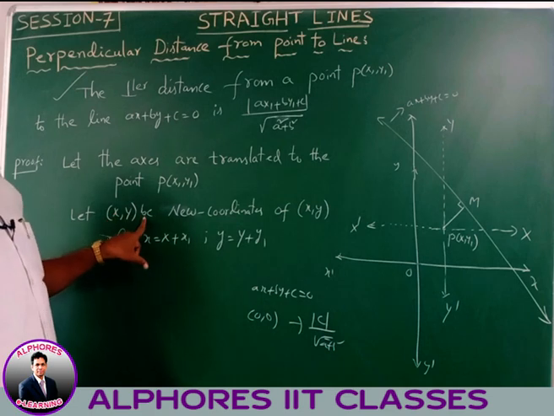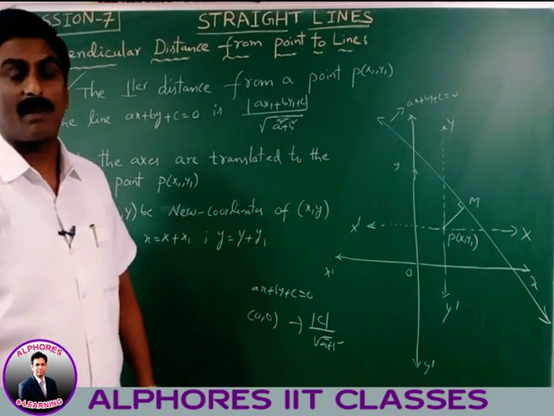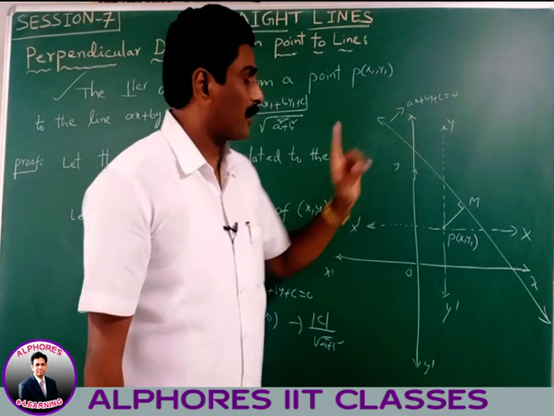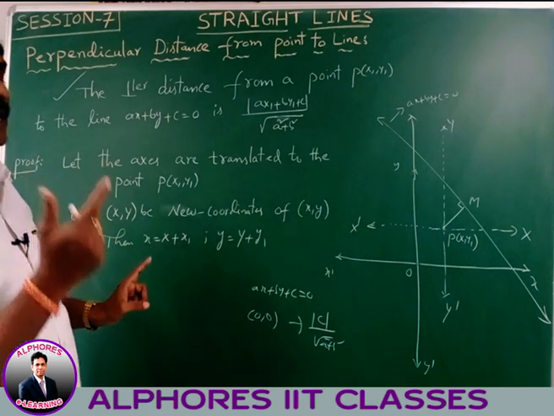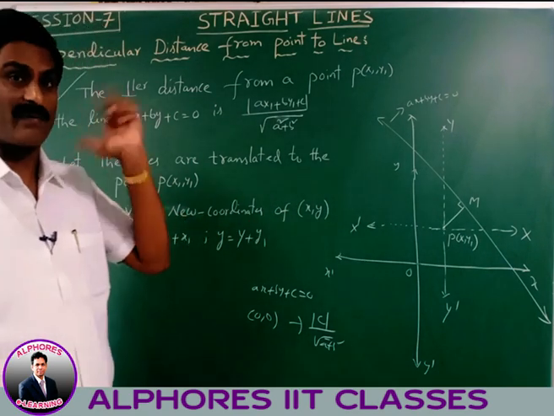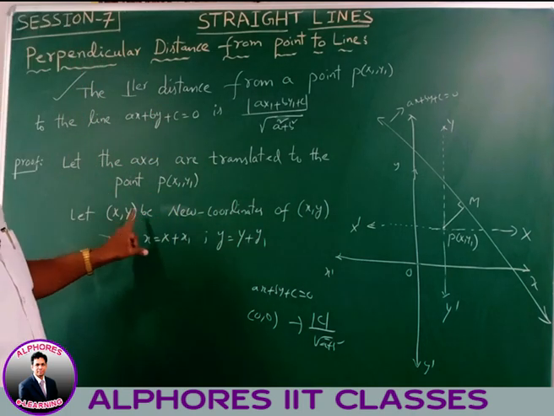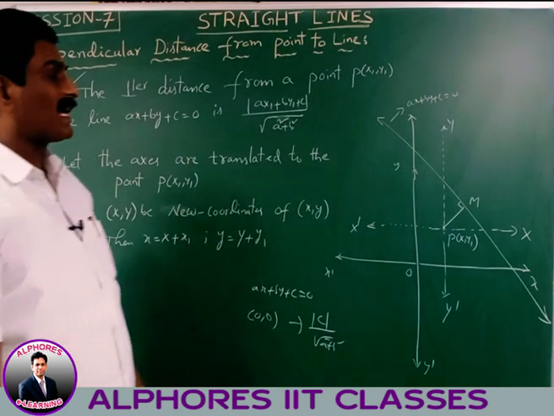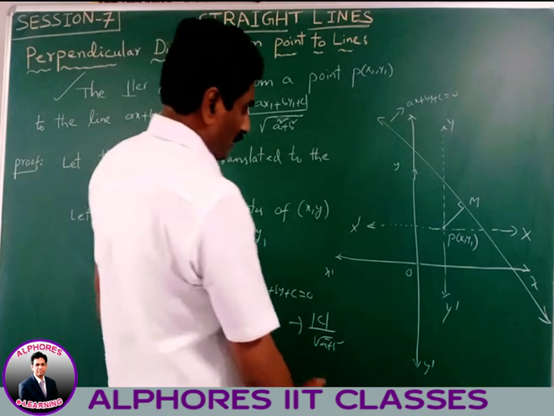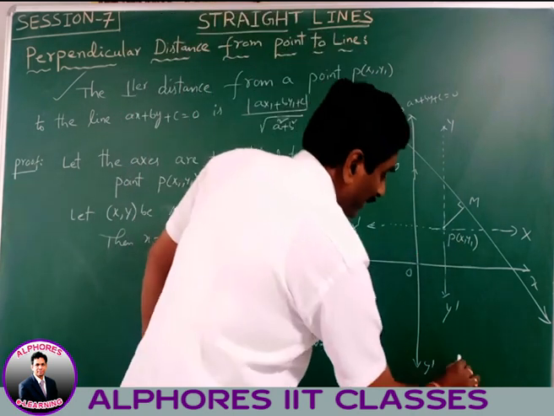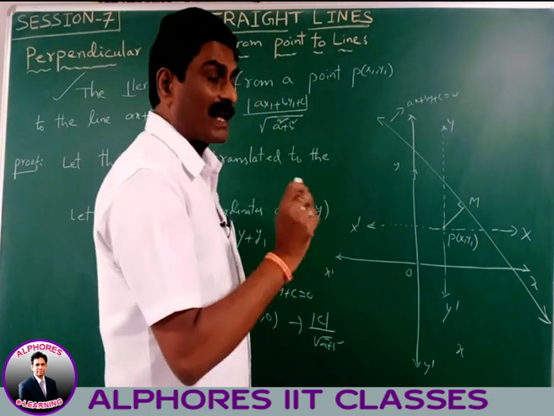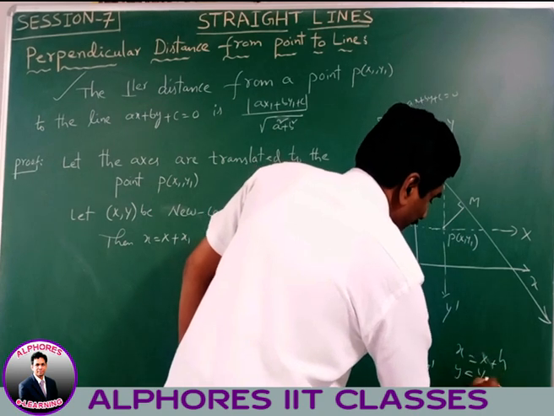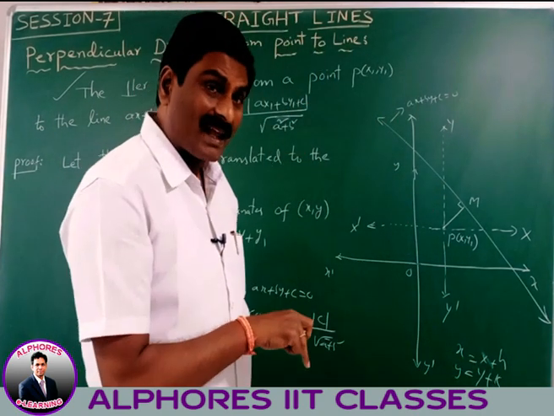Let (X, Y) be the new coordinates of (x, y). In the new coordinate system, the ordered pair is denoted by (X, Y). Original coordinates are (x, y). Already we know these from change of axes. Suppose the origin is shifted to some point (h, k). The relation between the original and new coordinates is x = X + h, y = Y + k.